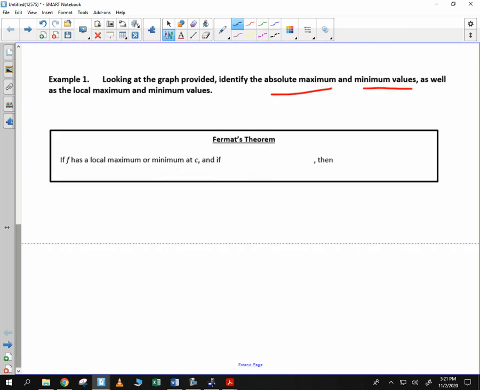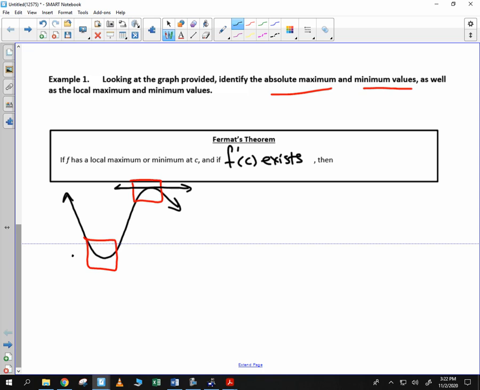Fermat's theorem. Fermat was a famous mathematician. We talk more about him later, but he said if f has a local max or min at c, and if f prime of c exists, so let's kind of think about this. So we'll draw a graph that has a local max and a local min. Okay, in both these situations, I have a local max and local min. So if f has a local max or local min at a value c, and if the derivative exists, that means that you can find the derivative at that spot, then f prime of c is equal to 0. The derivative will be 0 at that spot.